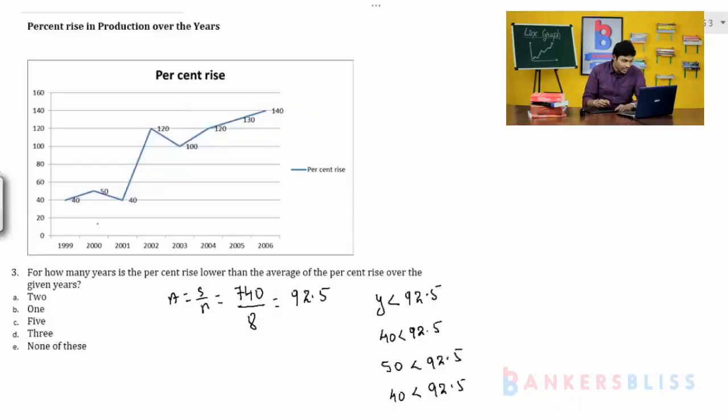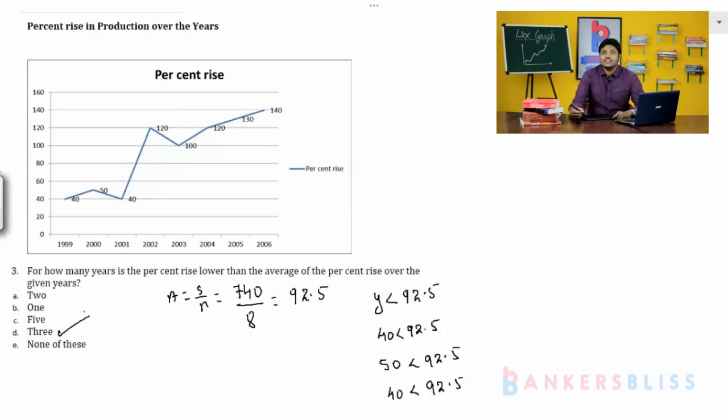But in the question they have asked us to consider only the values which are less than the average percent rise. The average percent rise is 92.5. So we have three data, that is 40, 50 and 40, for 1999, 2000 and 2001. So for these 3 years we have data less than the average percent rise. Therefore the answer is 3. Option D is the right answer. Okay, let's go to the next problem.